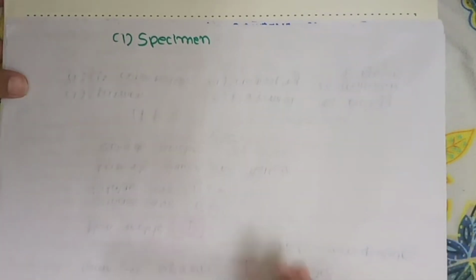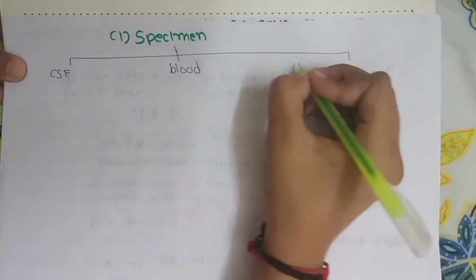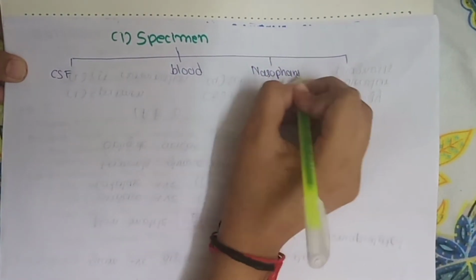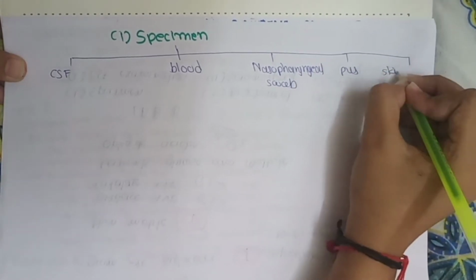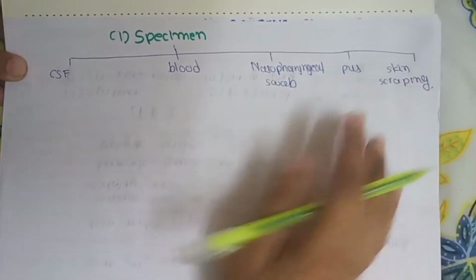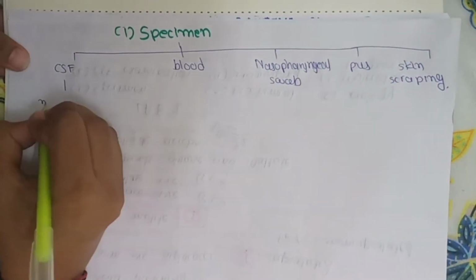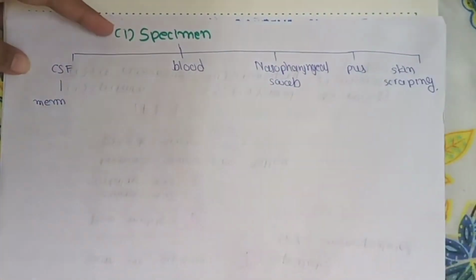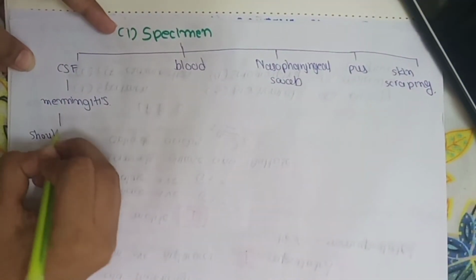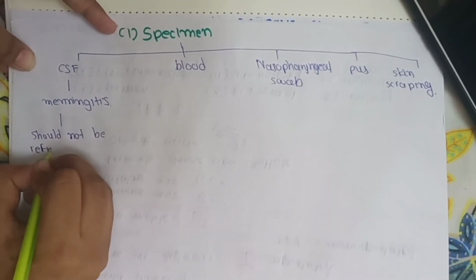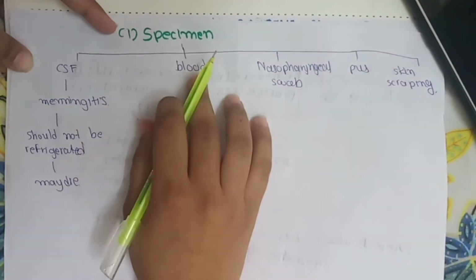In this method, we mainly include 5 specimens, which are cerebrospinal fluid, blood, nasopharyngeal swab, pus, and skin scraping. As we know that Neisseria meningitidis causes meningitis, so we have to take the CSF as a specimen. Now this CSF should not be refrigerated. Why? Because this meningococcus may die in lower temperature.